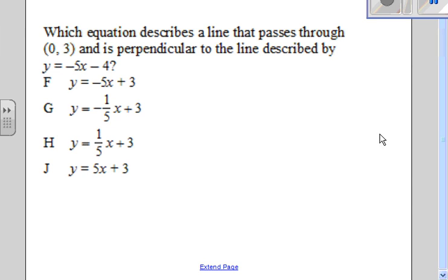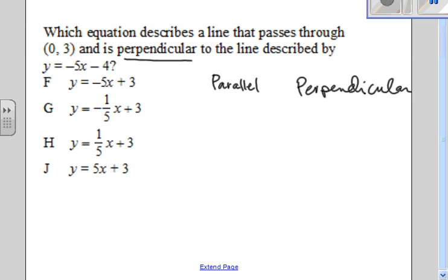This is the fifth of the geometry problems. It wants to know which line goes through (0, 3) and is perpendicular. The big thing you need to know is that you have two types of lines, perpendicular and parallel, as it relates to writing equations like this: you have to know something about their slope. Perpendicular and parallel. Here we go.